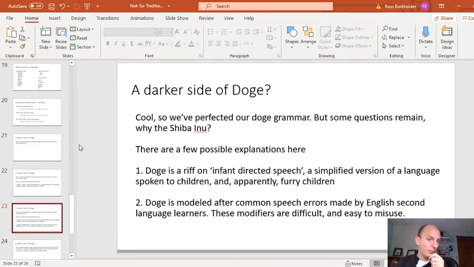And a second explanation here is that Doge is modeled after speech errors. So these selectional restrictions that I've given to you earlier are actually quite difficult to master for foreign or second language learners of English. These are difficult aspects of English to master because they rely upon noun distinctions like count and mass, which don't really show up in other places as often. We know the difference between nouns and verbs, but the difference between count and mass nouns is more complicated. So what this Doge grammar is doing is intentionally erring in the same way that foreign or second language learners of English make errors.